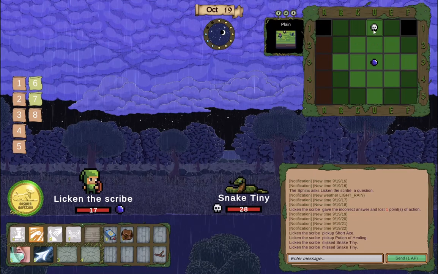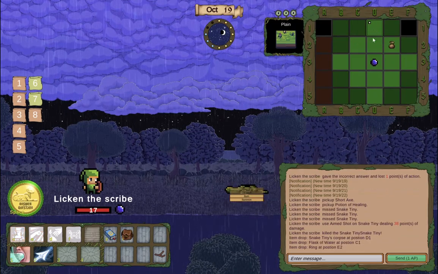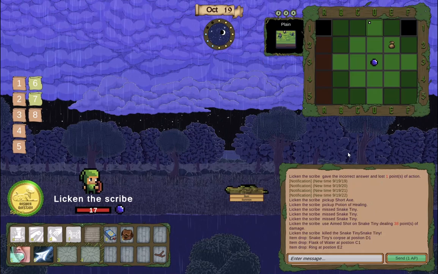So I'm attacking the snake, and did I miss the snake? See, you miss snakes a lot with arrows and that's actually a feature of the game. It's very realistic. So if you're going to shoot an arrow at a snake, you better expect that you're going to miss it a lot because it's not a very big target.